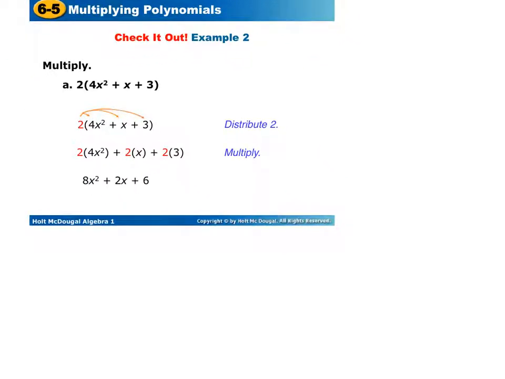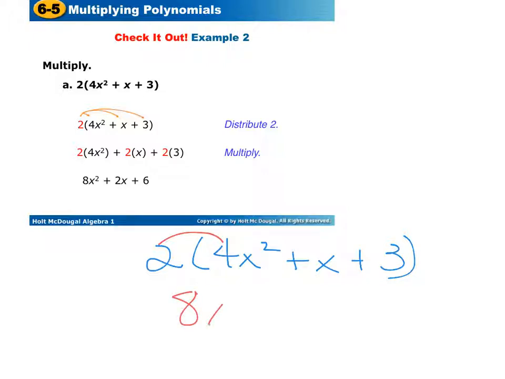Here again is just a constant times the polynomial. So first the 2 will get distributed to the 4x squared. That gives you 8x squared. And then the 2 will go to the x, and then 2 to the 3. And that's your final answer. No like terms to group, you stop there. So you can multiply a number and a variable, okay? Before we couldn't add them unless they were the same, but when you multiply, you can.